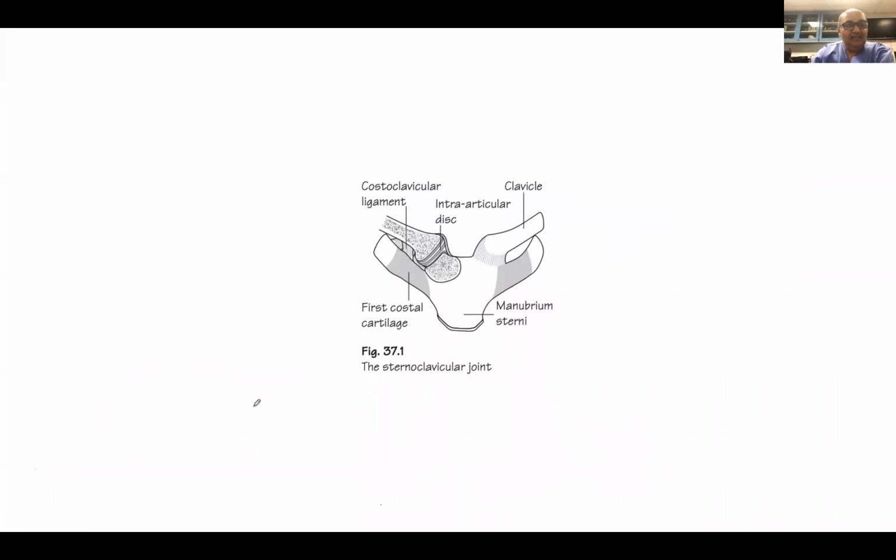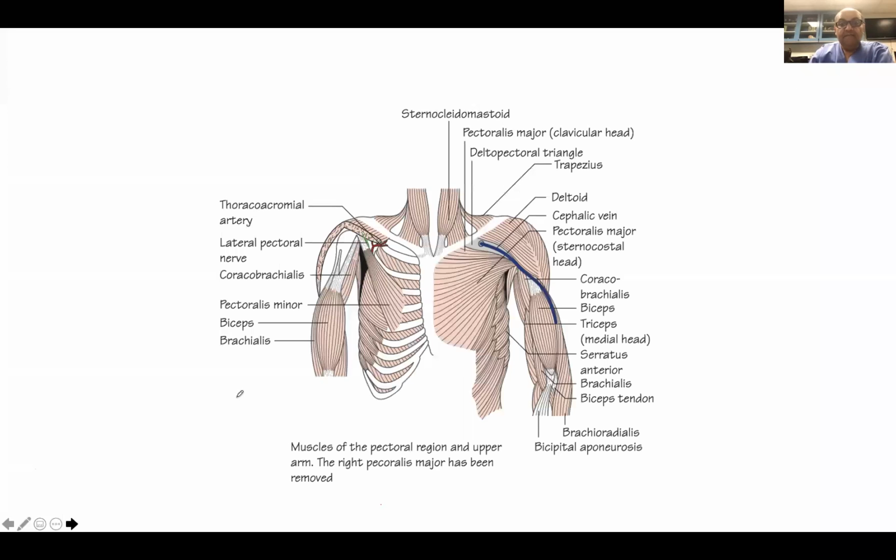Okay, so now what are you looking at? You're looking at the sternum and the sternoclavicular joint. That's it. So what type of joint is this? We will talk about that. So now let's talk here. Guys, now you're looking at the anterior chest wall.